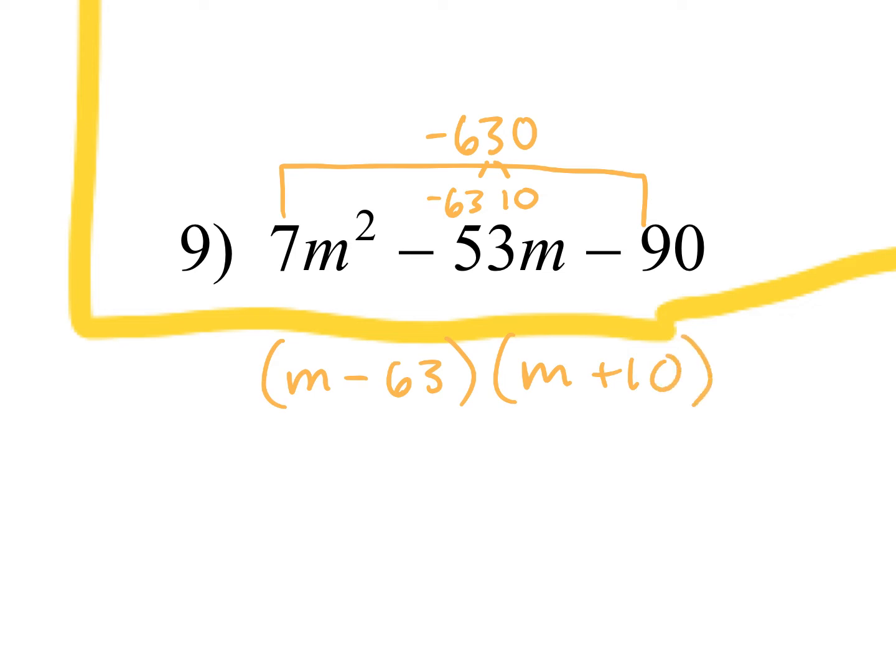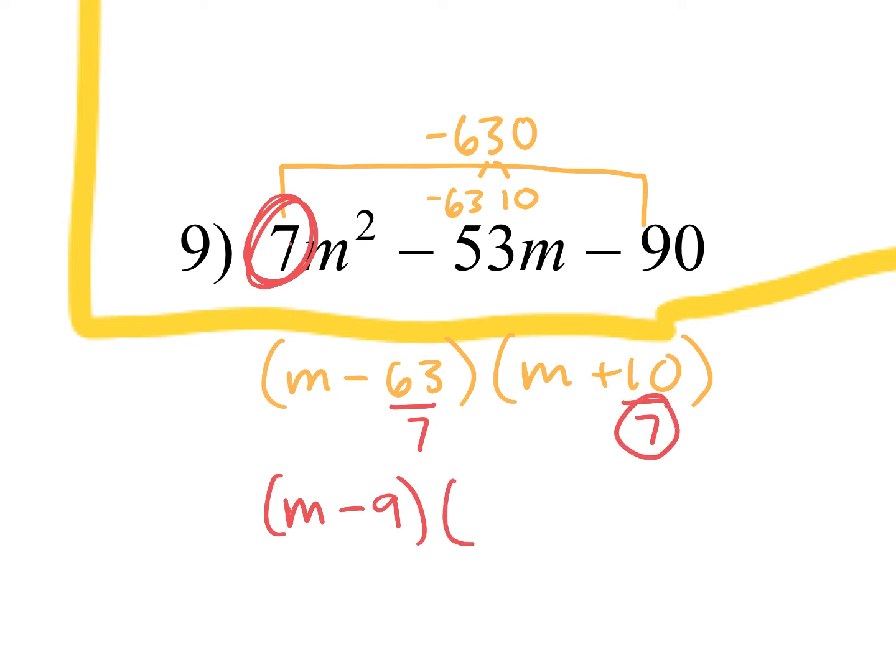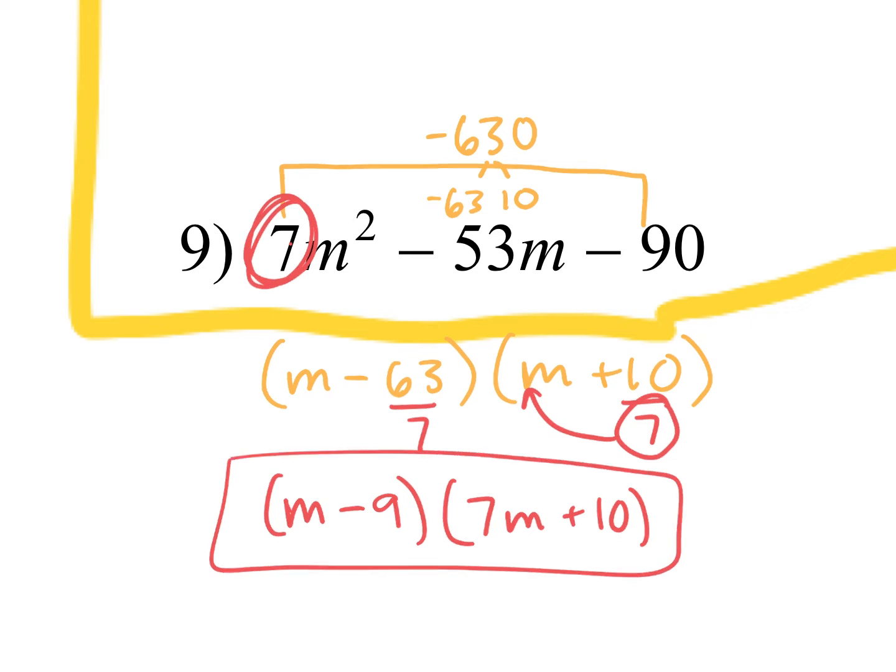What do I have to do next? Divide by 7. What's 63 divided by 7? Negative 9, so m minus 9. Can I divide 10 by 7? So what do I do with the 7? 7m plus 10. Any questions?